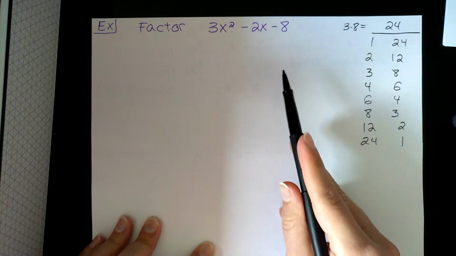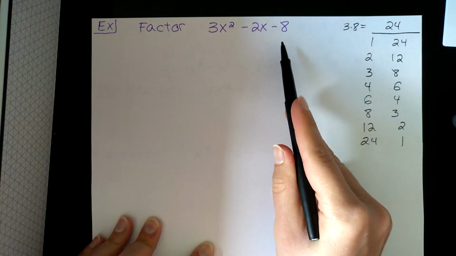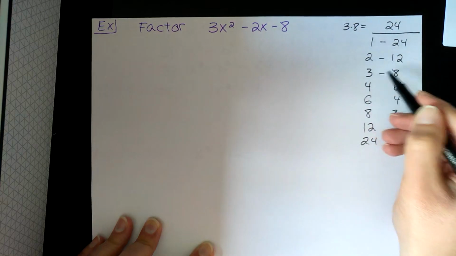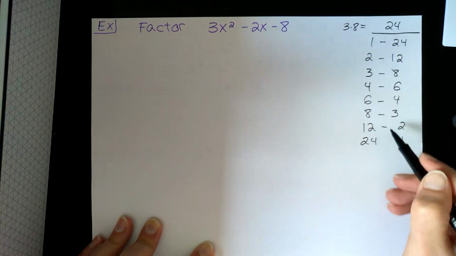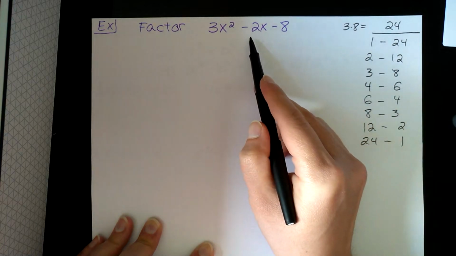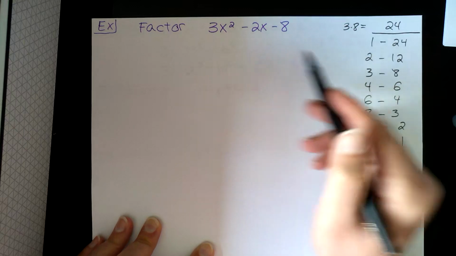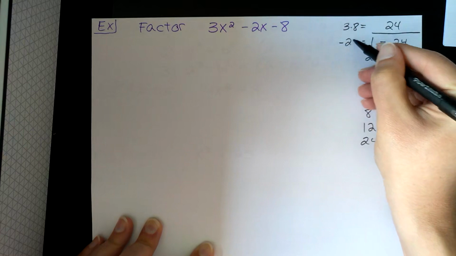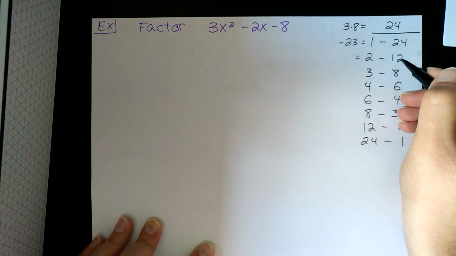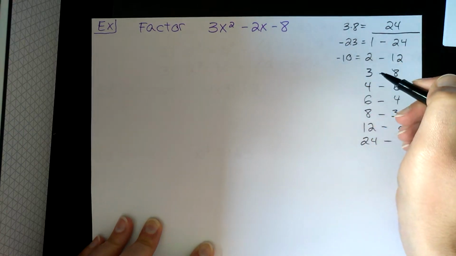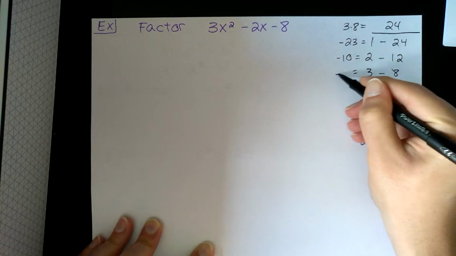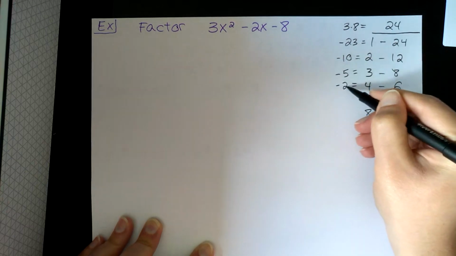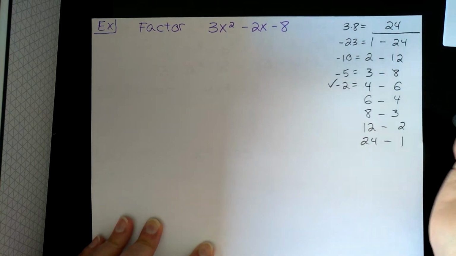And now, because 8 is negative, we said we would just subtract all of these values to see which combination gives us that negative 2. So our first combination, 1 minus 24, gives us negative 23. 2 minus 12 gives us negative 10. 3 minus 8 gives us negative 5. 4 minus 6 gives us negative 2, and that's exactly what we were looking for.